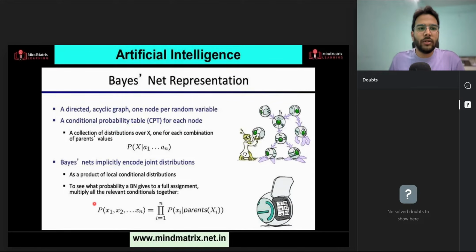Fine. So if you remember this Bayesian net representation, we have already covered it. It is a directed acyclic graph, right? One node per random variable. We know what conditional probability is, and we also know how we can write the joint distribution using this Bayesian network. This slide is just a quick recap of what we already know related to Bayesian networks, right?